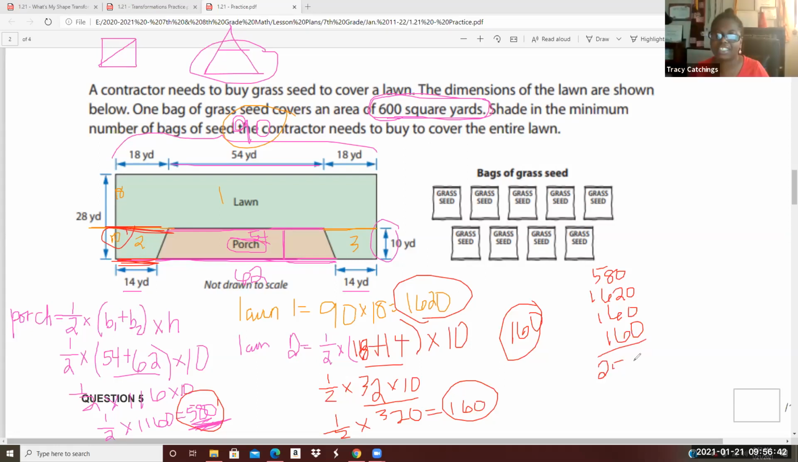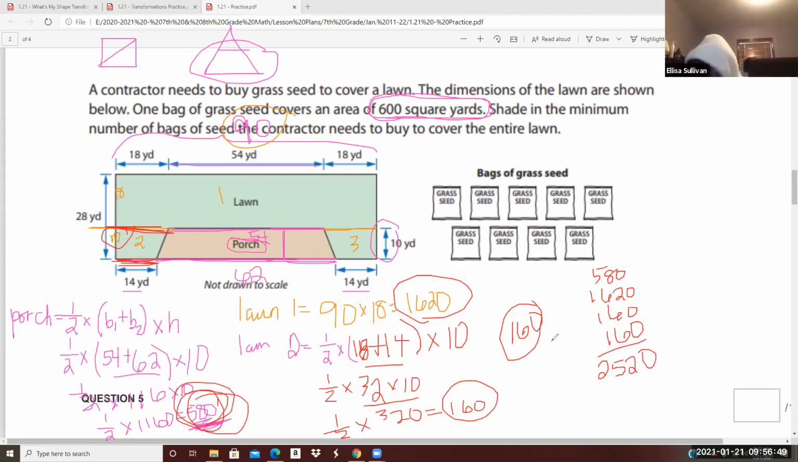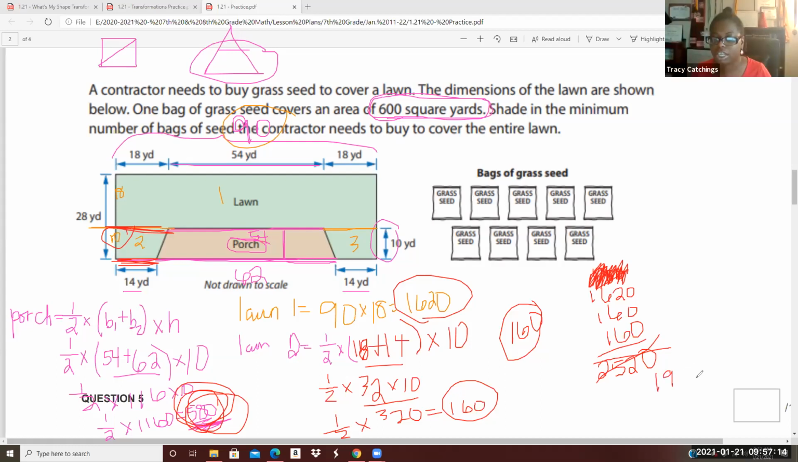All right, so let me ask you this. Should we be adding in that porch? We should subtract. I was waiting on somebody to tell me to take away the porch. We did not need the porch. We're not going to put it on the porch. So take that out of there. And what do we have? 1,940.